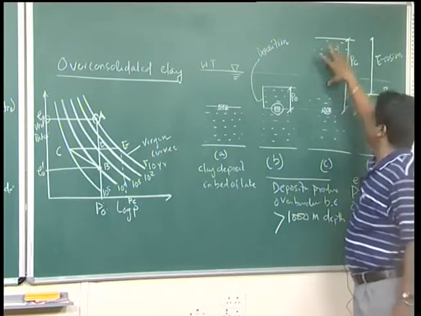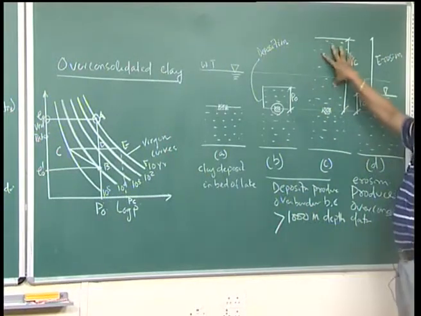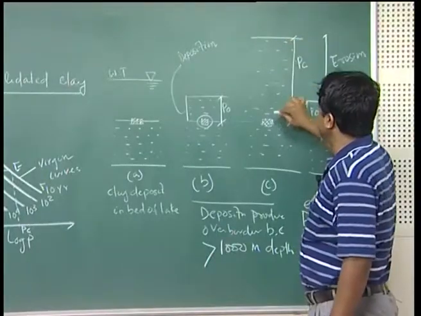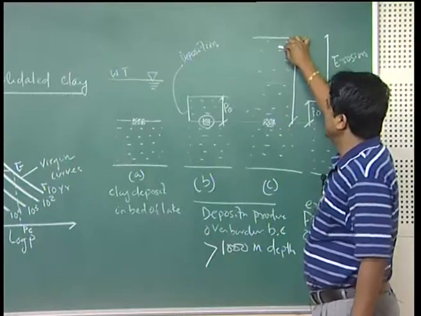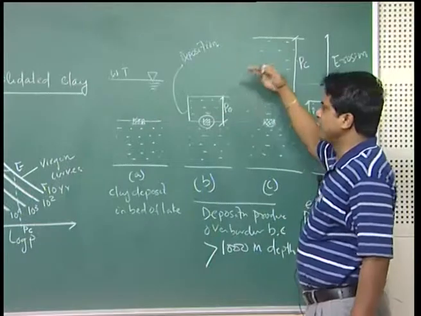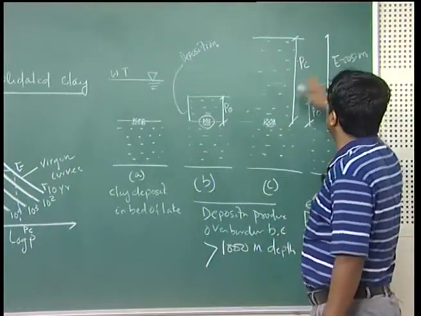So it will reach up to a pre-consolidation pressure PC. The moment this soil sample achieves the pre-consolidation pressure PC, the consolidation process starts under the overburden pressure P0. Once the consolidation process starts, what will happen?